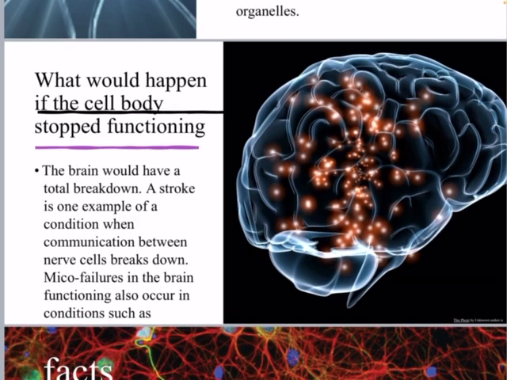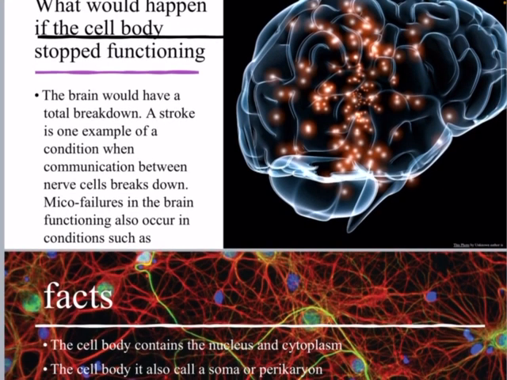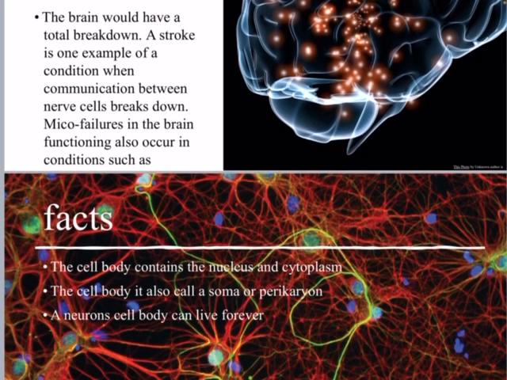What would happen if a cell body stopped functioning? The brain would have a total breakdown. A stroke is one example of a condition when communication between nerve cells breaks down. Micro failures in brain functioning also occur in conditions such as a stroke.